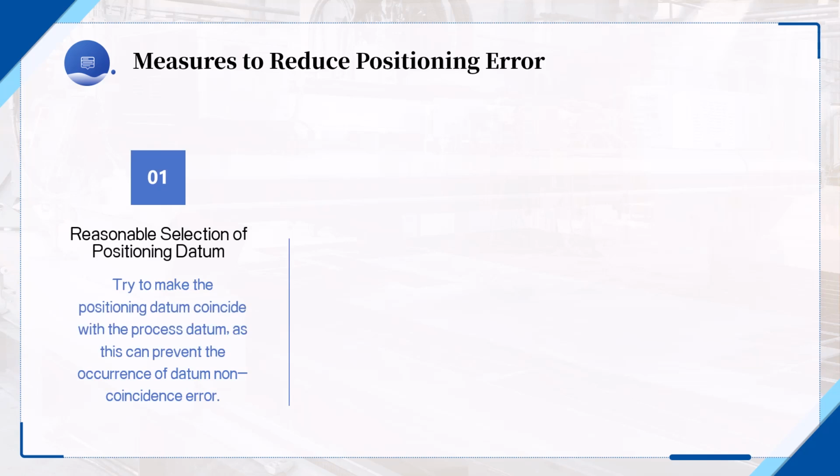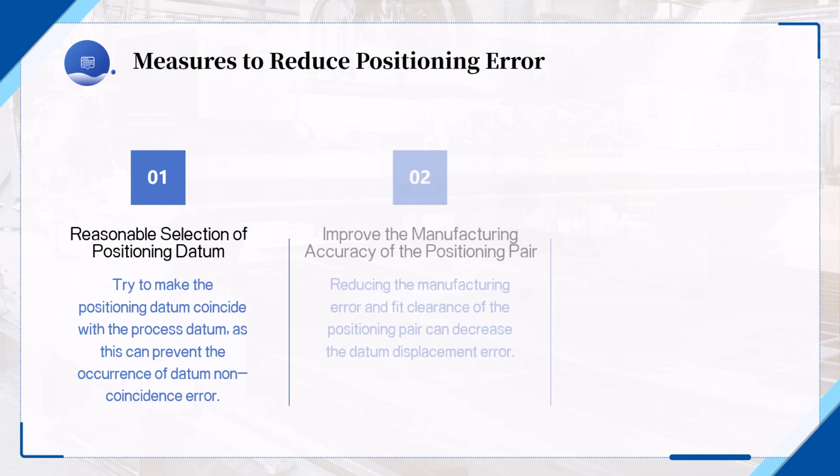1. Reasonably select the positioning datum. Try to make the positioning datum coincide with the process datum to avoid the occurrence of datum non-coincidence error. For example, when machining a series of holes, choose an already machined plane as the positioning datum, which is also the process datum. This effectively reduces the datum non-coincidence error too.